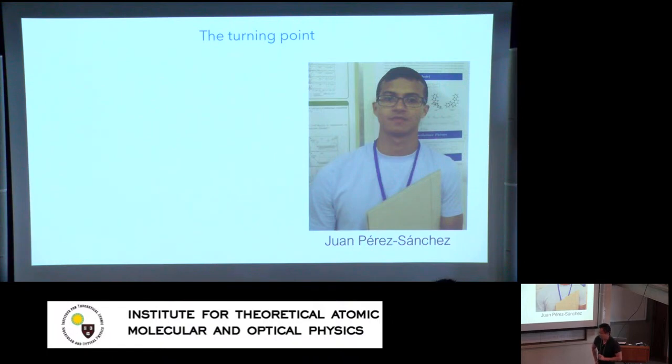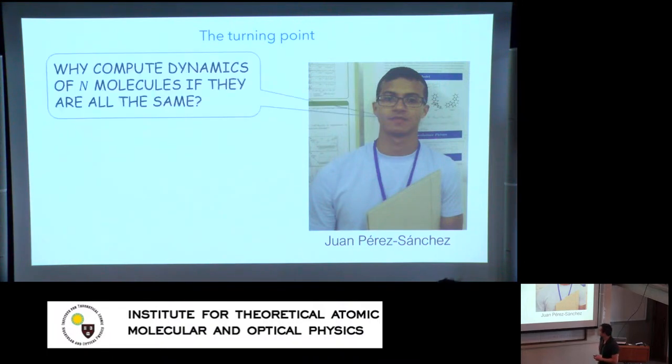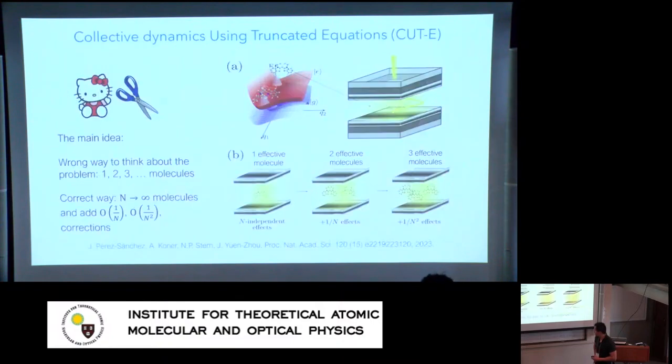what I had asked Federico to do was something rather silly, because why do you compute the dynamics of n identical molecules if they are all exactly the same? So what you can do is exploit permutational symmetries. Okay, so this is a summary of what ended up being the method. So we call it collective dynamics using truncated equations, CUT-E, and it's not cute because Juan thinks he hates everything that is cute, but we still think it's cute.